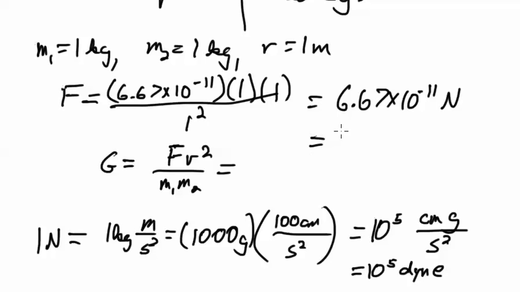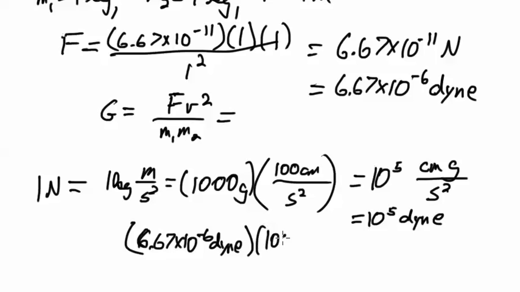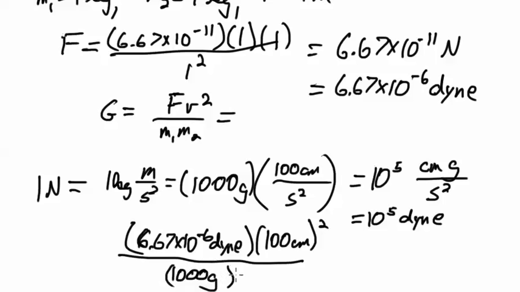So this number here, when I convert it, is 6.67 times 10 to the negative 6th dyne. The others will be fairly simple to plug in. 6.67 times 10 to the negative 6th dyne times our radius, which is 1 meter, or 100 centimeters, squared, divided by our masses, which are each 1,000 grams times 1,000 grams. And this should give us our new G.